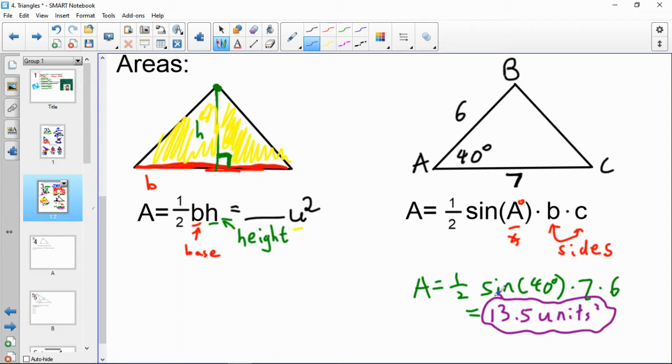And that's an alternate formula to use that comes in handy a good chunk of time. And now let's try some example problems for the basic triangle stuff here.